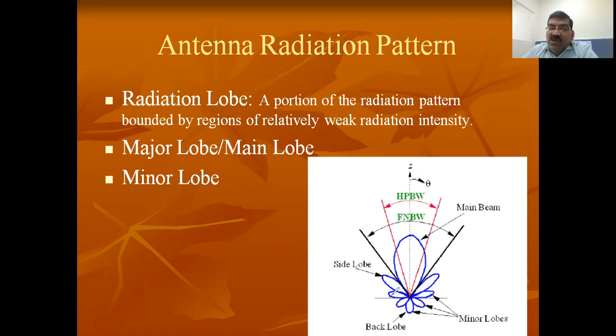Okay. So whatever this lobe is, this is the major lobe. So this lobe, in blue, is called the major lobe. All the other small lobes, apart from the major lobe, are called minor lobes. All are the minor lobes. But in the minor lobe, again, there is a bifurcation, that is the side lobe and the back lobe.